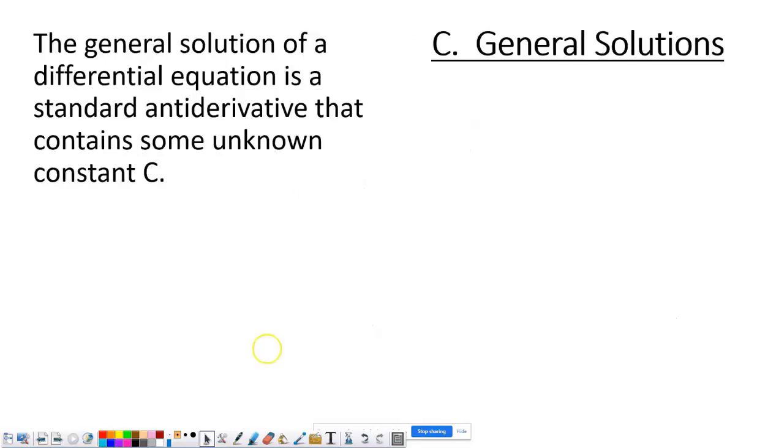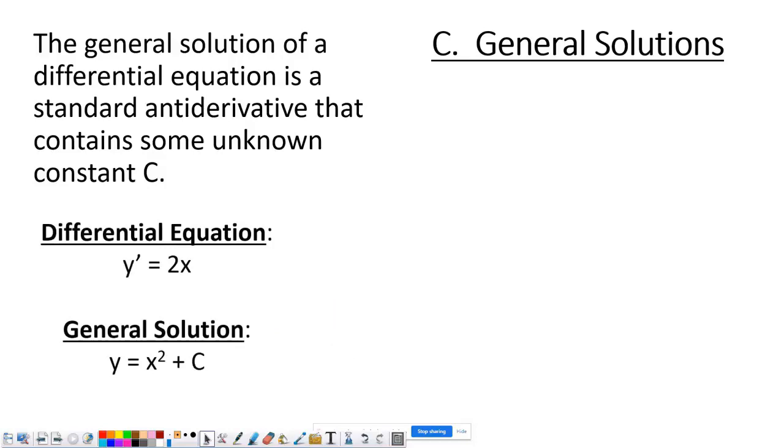Pretty straightforward. Now, let's talk about general solutions versus particular solutions. A general solution of a differential equation is a standard antiderivative that contains the unknown constant c. So, for instance, there's my differential equation. The general solution of that would be x squared plus c. We call that the general solution. The word general means it's not a specific answer, but it's an answer. And the reason why is because that c could be anything.